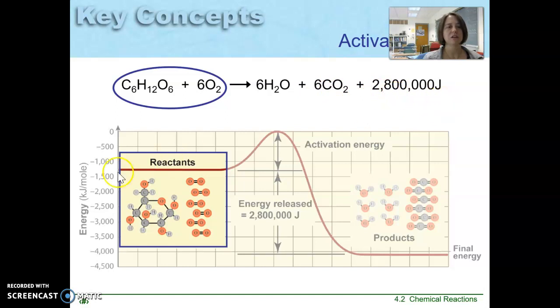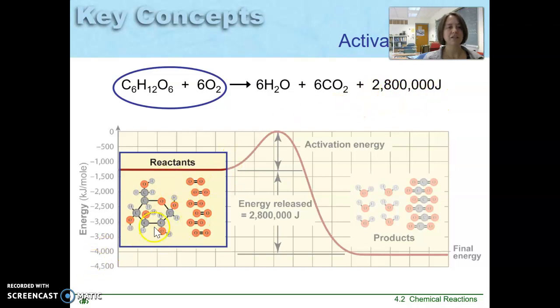2,800,000 joules. Couple questions for you. Is this photosynthesis or cellular respiration? This is giving off energy. It's starting with glucose and oxygen, so that is cellular respiration. And is this an endothermic or exothermic reaction? Well, it's giving off energy, so it's an exothermic reaction.